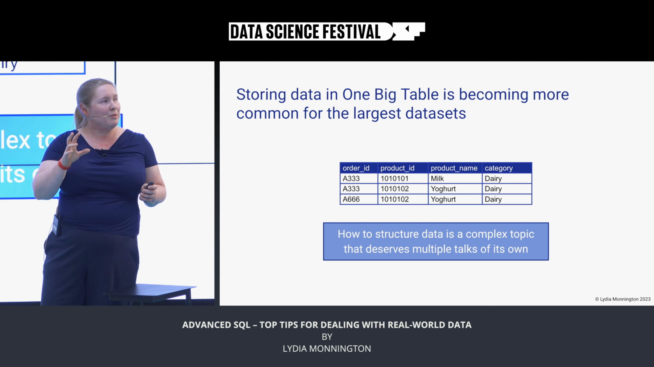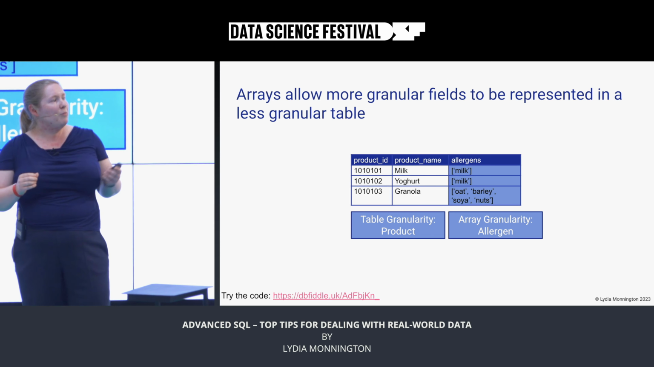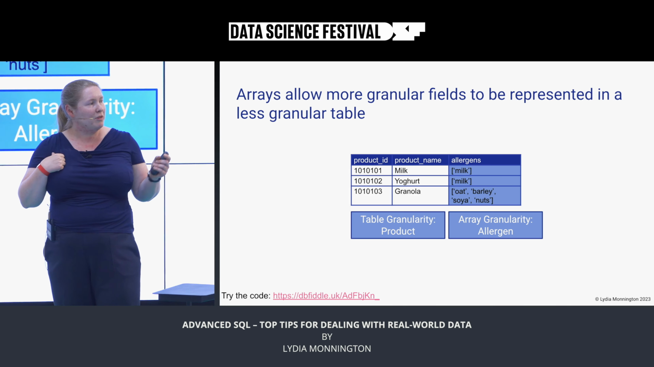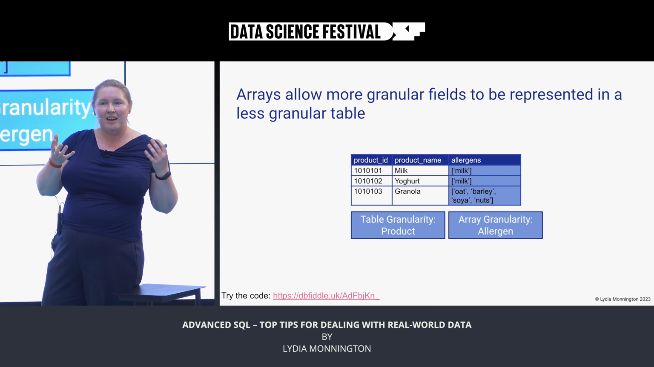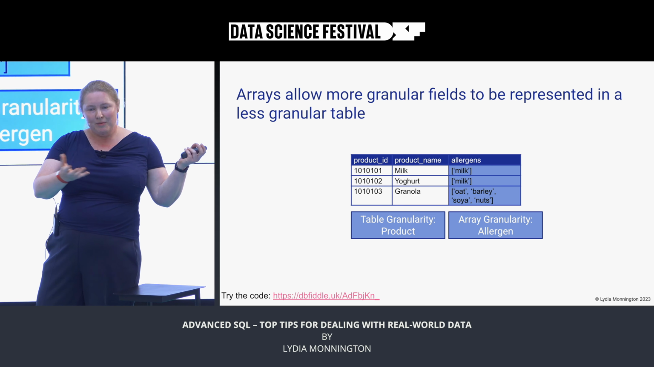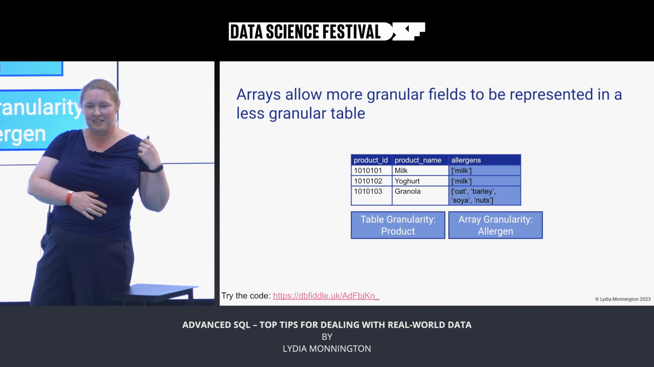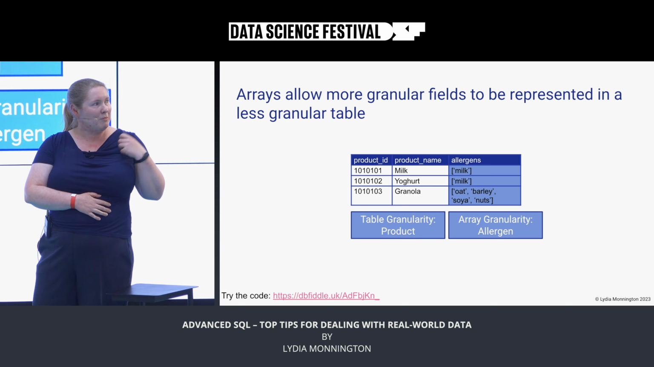And so when I say that, what do I mean? So an array could be something like this. So here we've got our products, and maybe we want to have their allergens in a systematic way. And so we've got milk, which has the allergen milk. We have yogurt, which also has milk in it. But granola actually has 4. It has oats, barley, soya, and nuts. You can tell I wrote this while eating my breakfast.